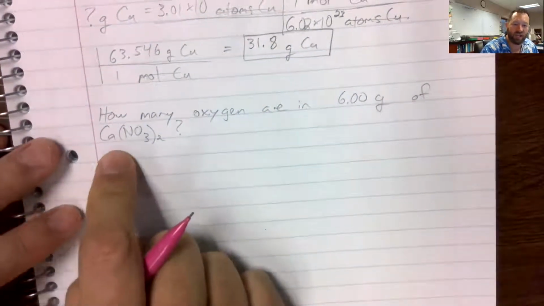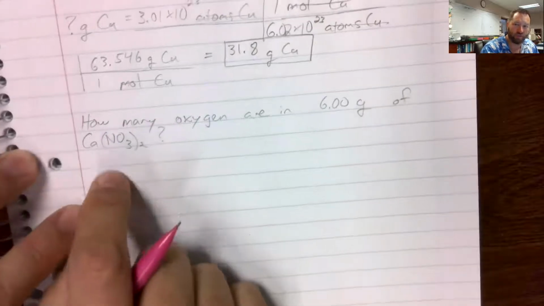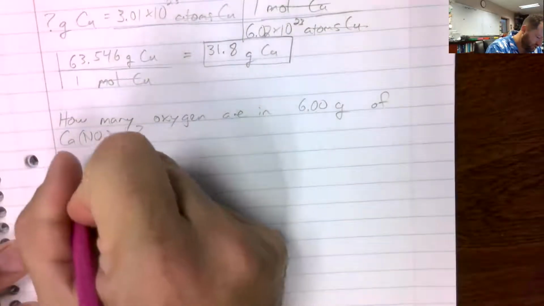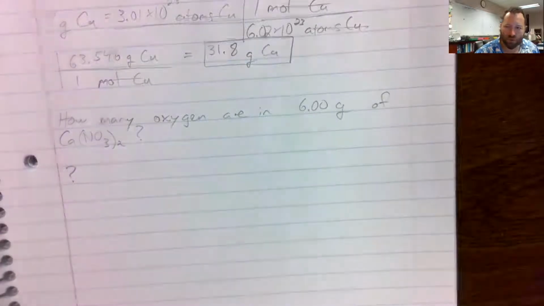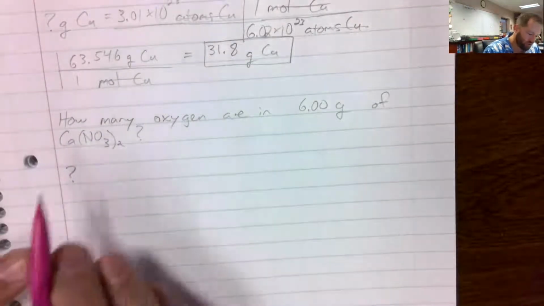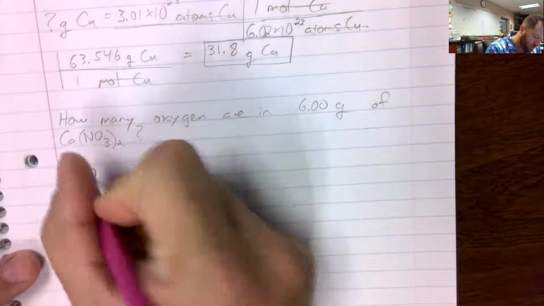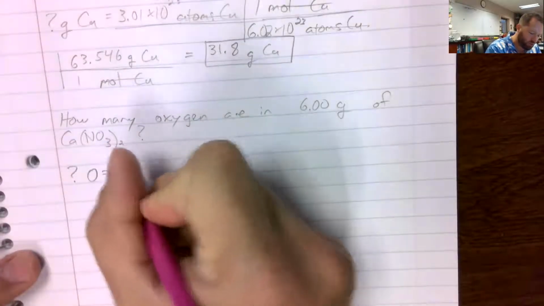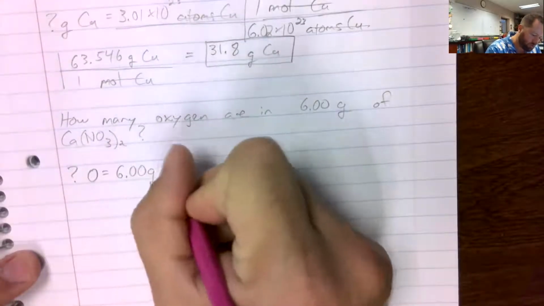Calcium nitrate, Ca(NO3)2. That's what the question is working on now. Again, it's going to start off the exact same way. Even if you get this question on a test and have no idea what to do with it, at some point you just want to start: how many oxygens? Oxygen, for 6.00 grams.